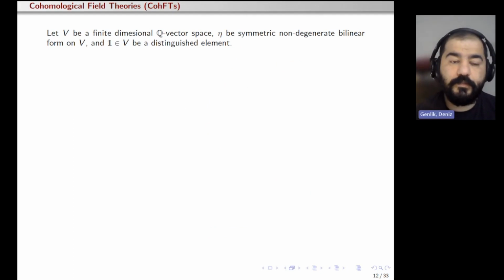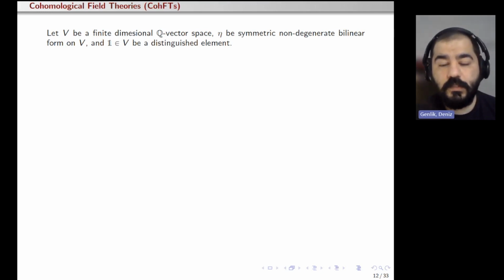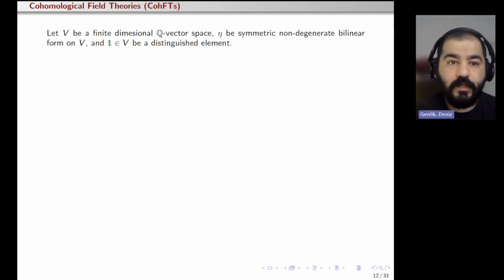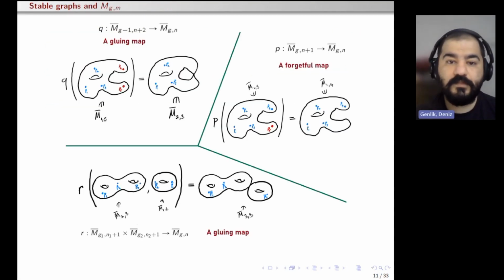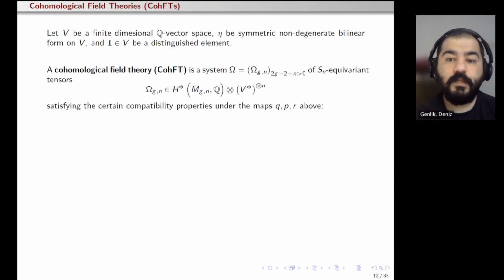In the basic setup, we have a finite dimensional vector space and a symmetric non-degenerate bilinear form. Sometimes we also have this element, which we denote 1, because it is going to be the unit of the cohFT. So what is a cohFT? A cohFT is a system of tensors which are S_n equivariant, and they satisfy some compatibility properties under the maps that we introduced here, p, q, r. So what are those properties? I will show them, but I don't expect anyone to grasp them fully.